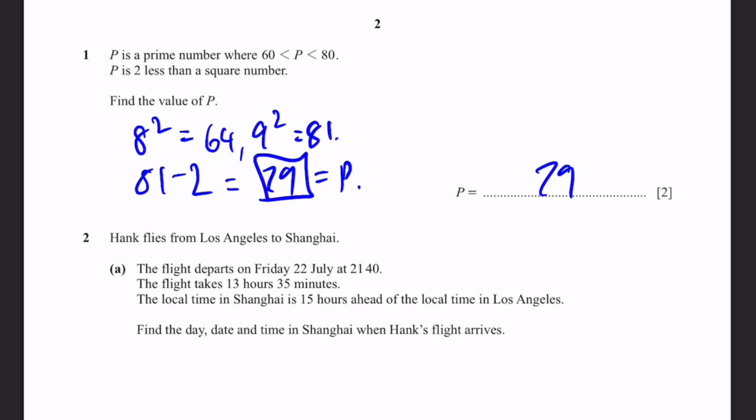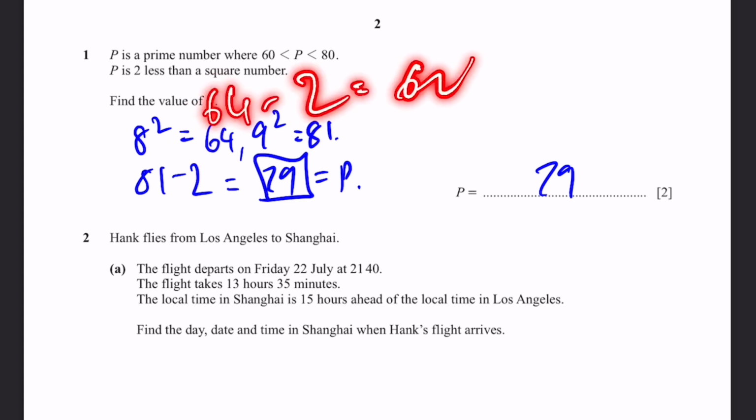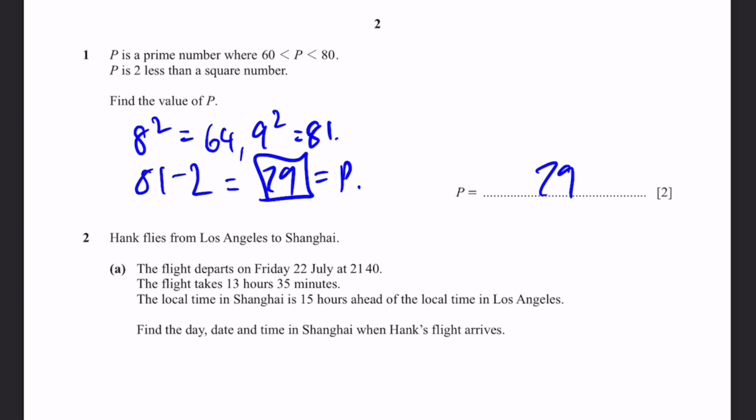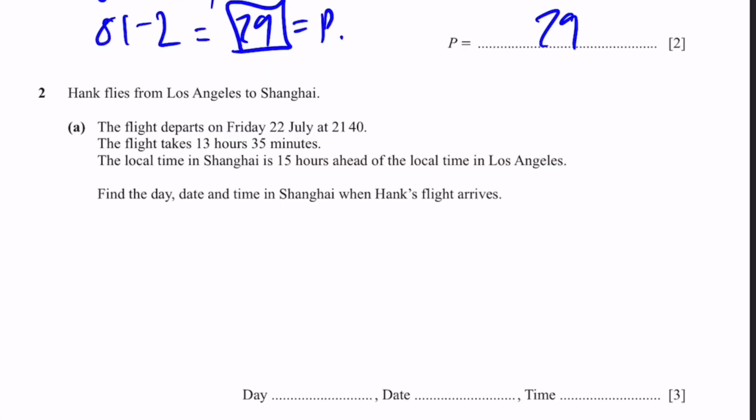That's the answer. By the way, if you thought 64 minus 2 could be correct, obviously not, because it'll be 62, which is not a prime number, as it is divisible by 2 and by 31. That's the answer. Question 2.